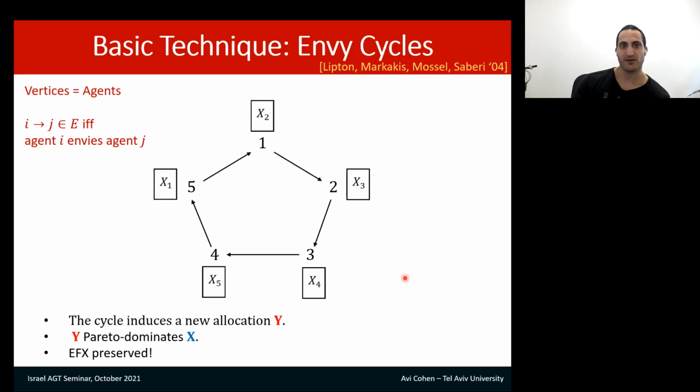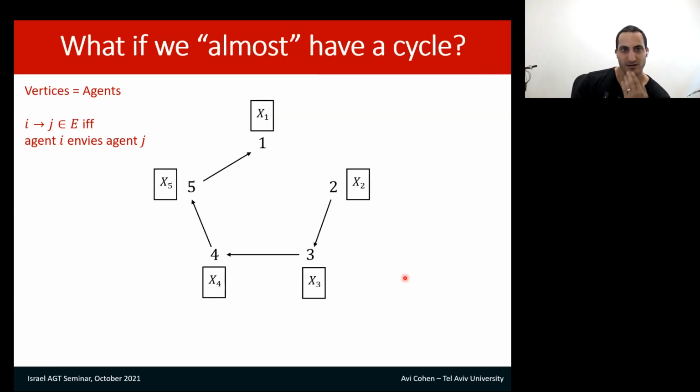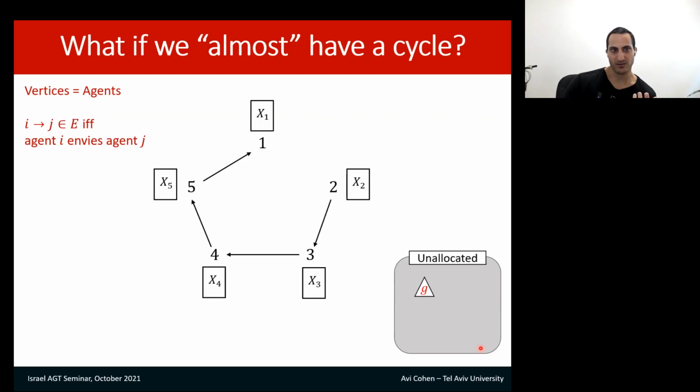But can we do something if we almost have an envy cycle? What if we just need some edge that comes into agent 2 from anyone, doesn't matter who. Now remember that we also have an unallocated good, because otherwise we are done: we already have a full allocation that is EFX. So what can we do with this unallocated good? We tentatively add it to agent 2, which is the source. Now, if this new allocation is EFX, then we're done. We found an EFX allocation that dominates the previous one. So we assume it doesn't.